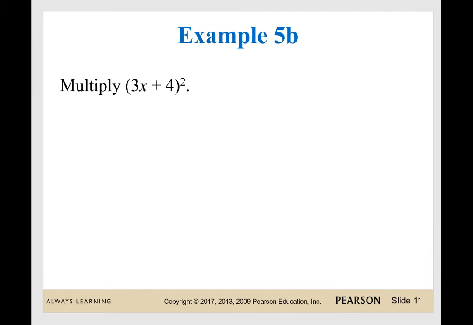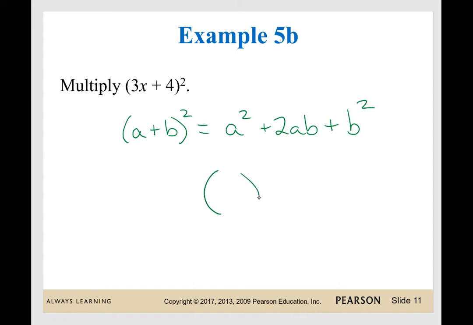All right, so here's another example. Exactly the same thing, just a little bit different. So again, this is still an a plus b quantity squared. So I know that the pattern is going to be a squared plus 2ab plus b squared. So again, take the pattern, replace all the variables with parentheses, so all the a's and the b's, and then plug in what's there.